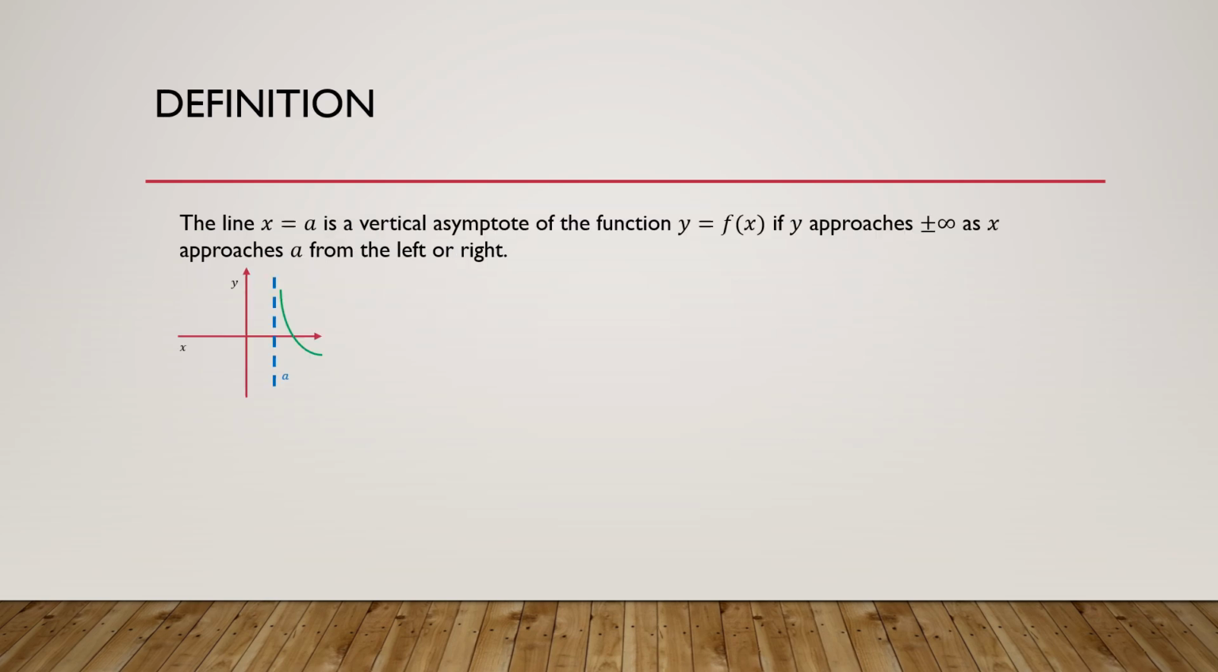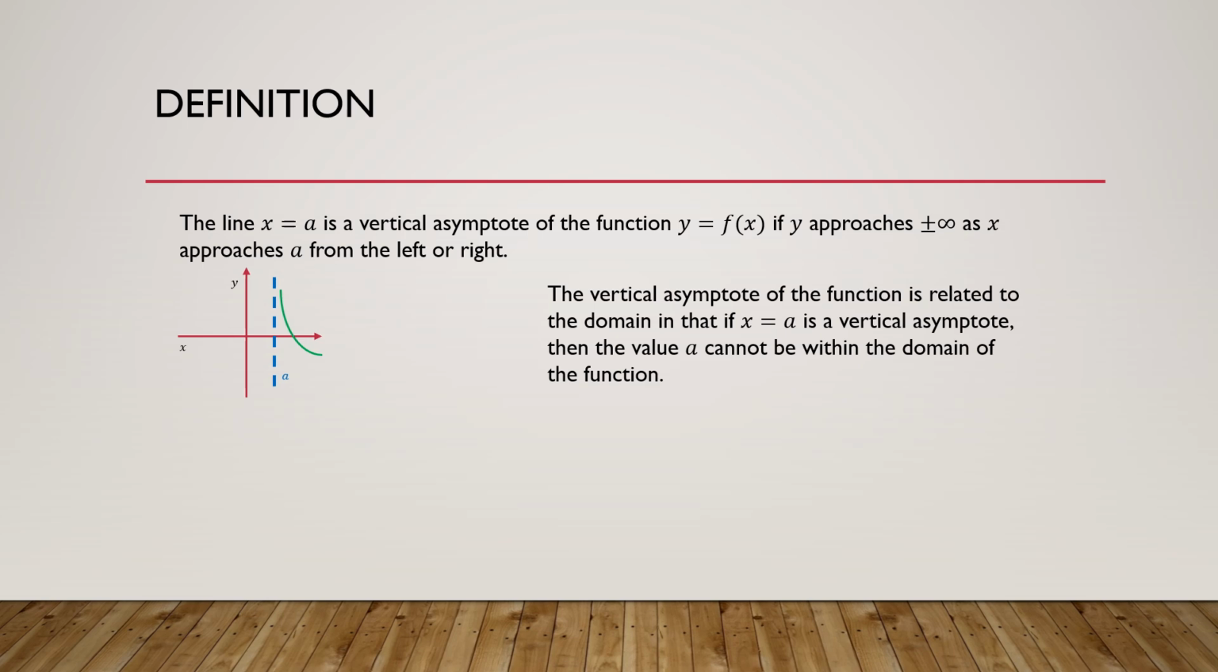The line x equals a is a vertical asymptote of the function y equals f of x if y approaches positive or negative infinity as x approaches a from the left or right. The vertical asymptote of the function is related to the domain in that if x equals a is a vertical asymptote, then the value a cannot be within the domain of the function.